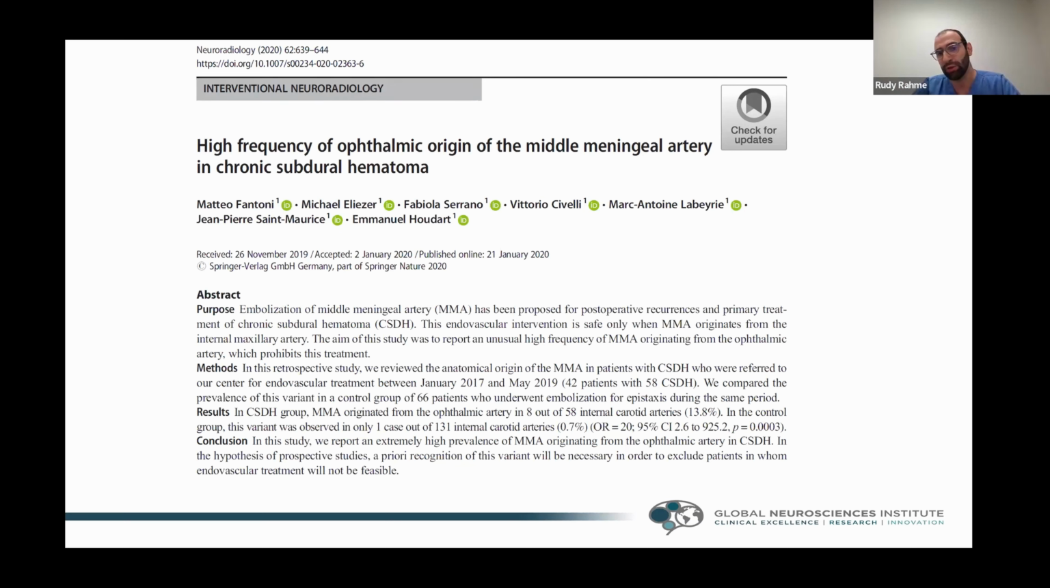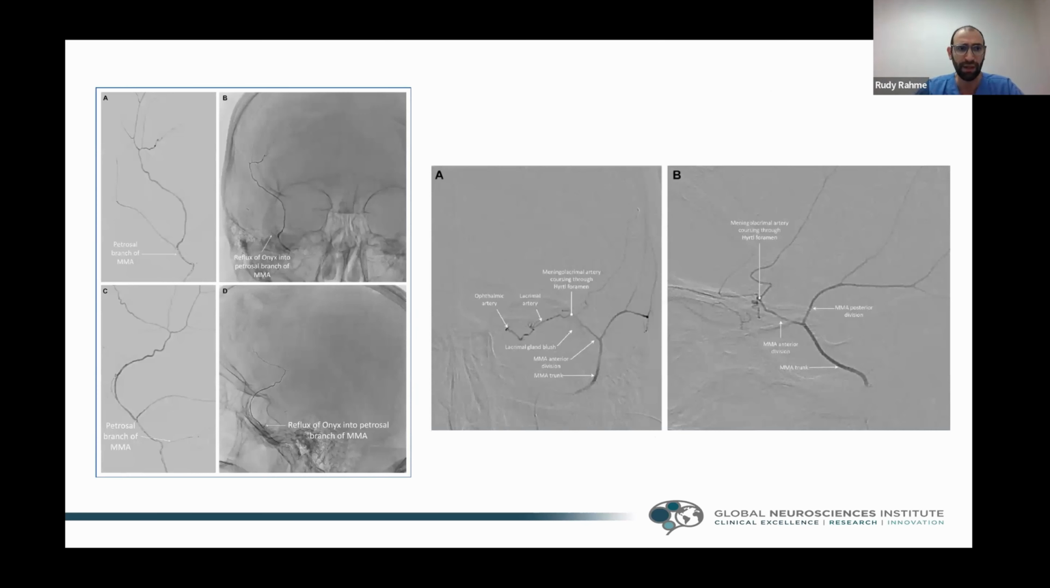We don't understand why, but this is an interesting thing to keep in mind when you're doing these MMA embolizations. The first thing you need to do is look at the internal circulation to make sure that the ophthalmic artery arises from the internal carotid, to make sure you see the retinal blush, to make sure that there's no clear communication between the middle meningeal artery and the ophthalmic artery. This is another thing to look into.